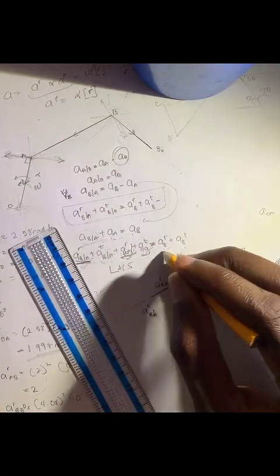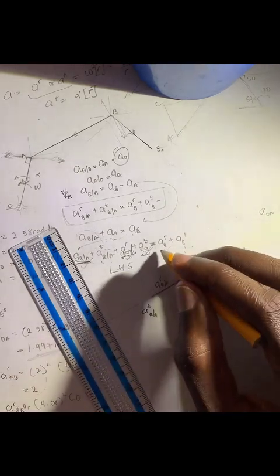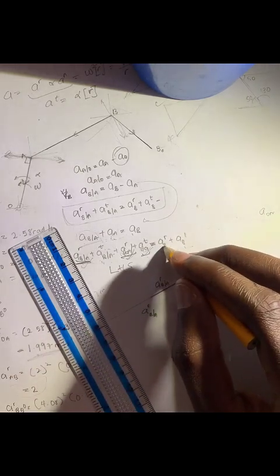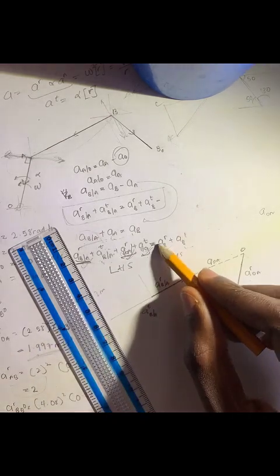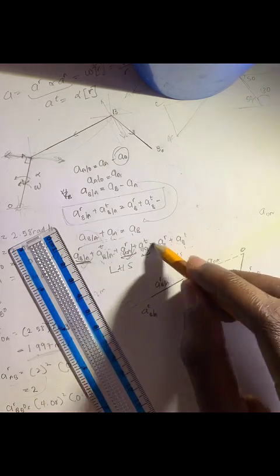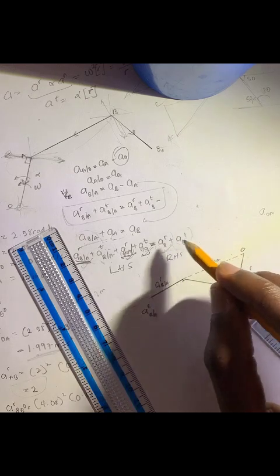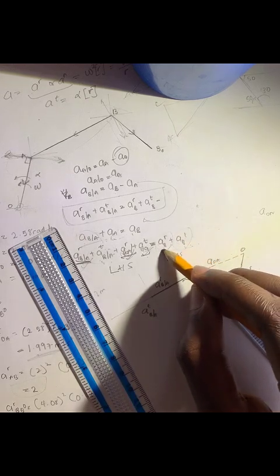Now I'll move to the next line. I'll move to the right hand side, which consists of ARB plus ATB. Now, I know my value for ARB, but I don't know my value for ATB. I don't know the magnitude, but I know the direction here. For ARB, I know both the magnitude and the direction.